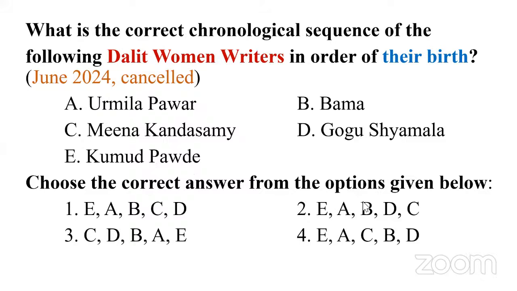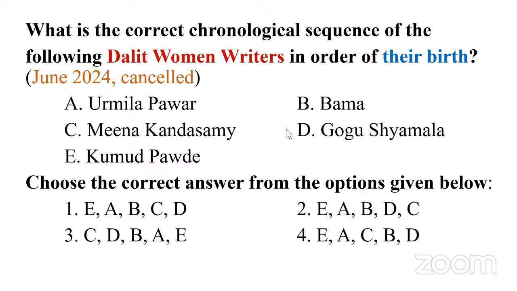Choose the correct answer from the options given below. So option 1, this is the order E, A, B, C, D. In the sense, Kuman Pawar, then Urmila Pawar, B, Bama, then Meena Kandaswamy, D, Gogu Shyamala. But let me give you a clue.